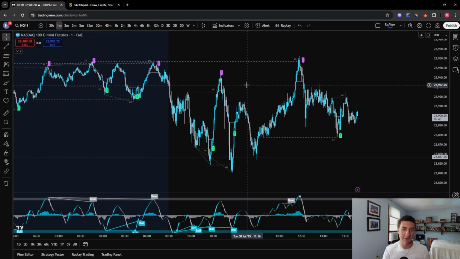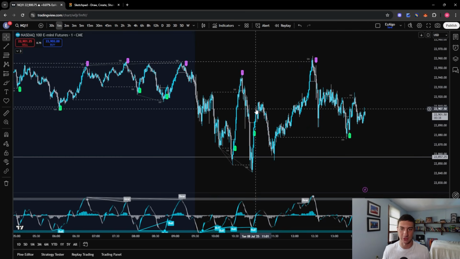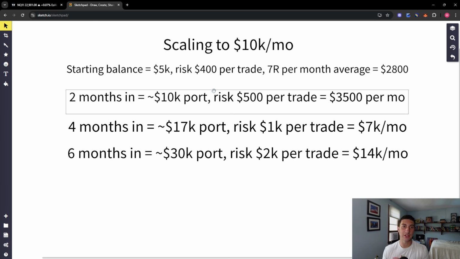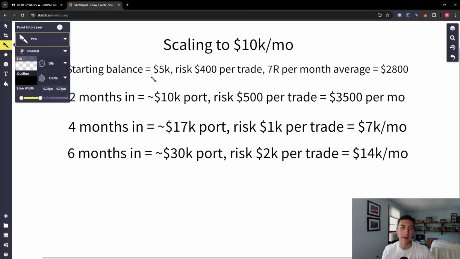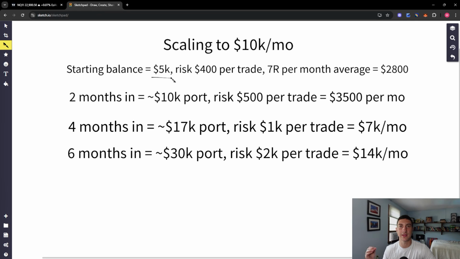It's basically just trading V-shaped reversals after a sweep of external liquidity. But anyway, okay, let's jump into the math behind scaling to $10,000 per month. So let's say you have a starting balance of $5,000. Okay, this is the balance I'm going to start with for this challenge account. Okay, I plan on risking around $400 per trade.